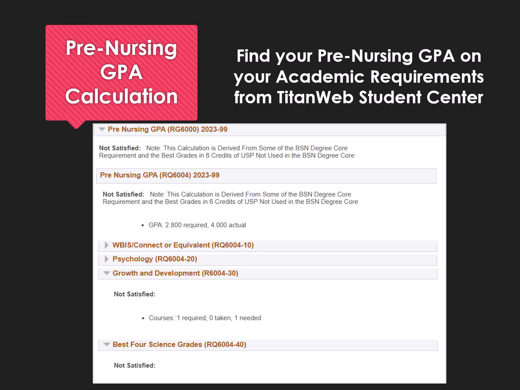In the section labeled Pre-Nursing GPA toward the bottom of the screen, you will find your actual pre-nursing GPA with the courses included. You can use these courses along with your grades and units or credits to help fill out your GPA calculation form.